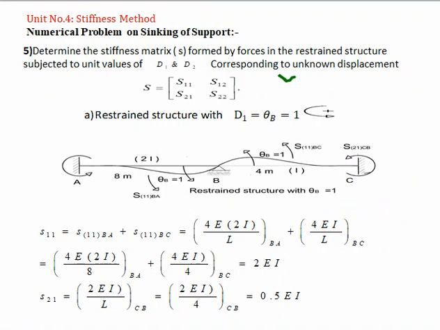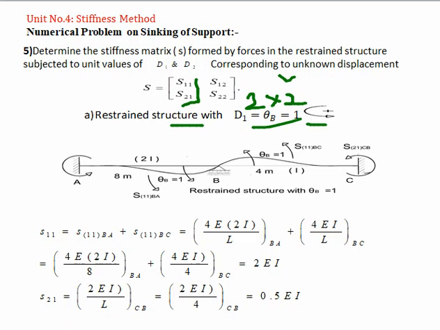Determine the stiffness matrix formed by forces in the restrained structure subjected to unit value of d1 and d2, that means theta B and theta C, corresponding to the unknown displacements. First, let's consider the restrained structure and apply the unit value in the direction of theta B, and let's consider anti-clockwise positive. By doing so, we will get the first column of the matrix. Our unknowns are 2, so this matrix is a 2 by 2.